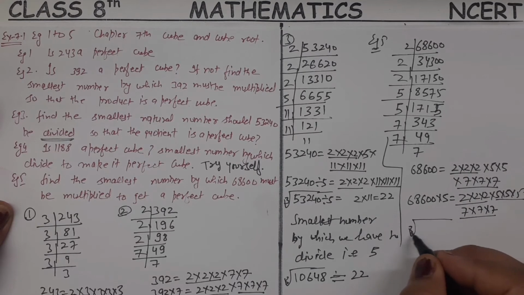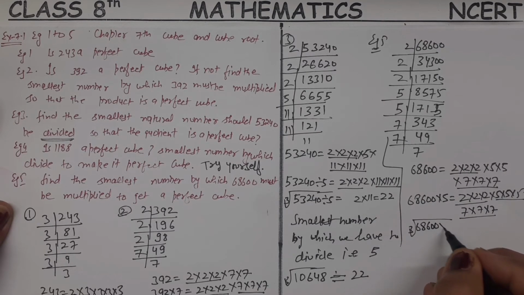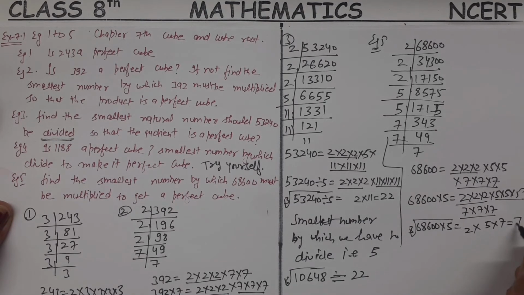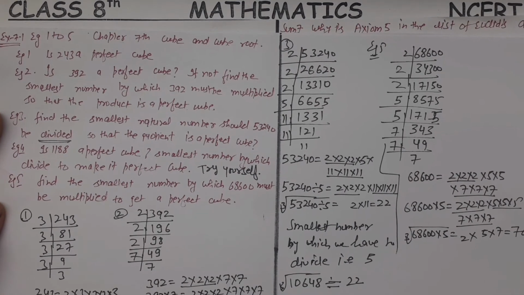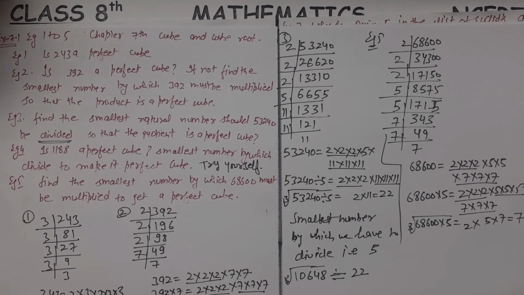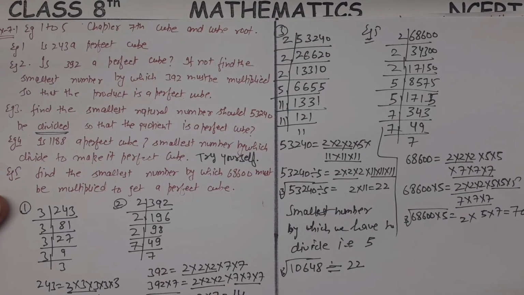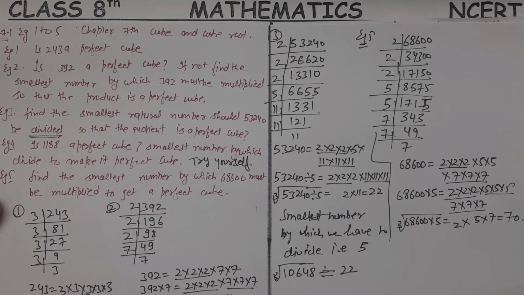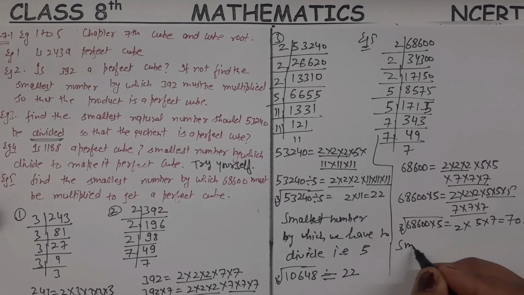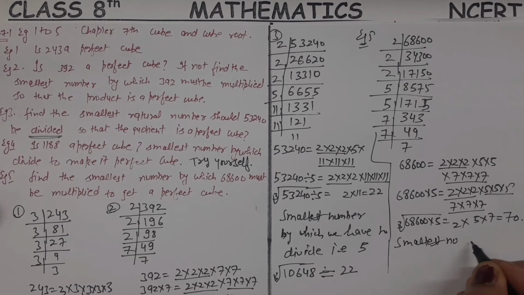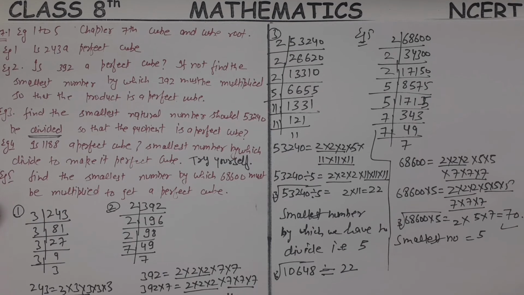Now symbol of cube root. Take one common number from each triplet. We have 70. The smallest number by which we have to multiply is 5, and its answer is 70.